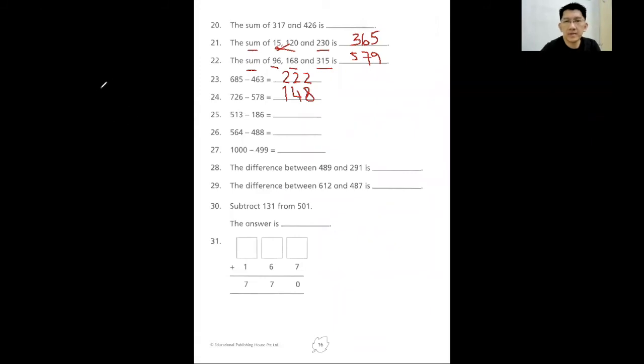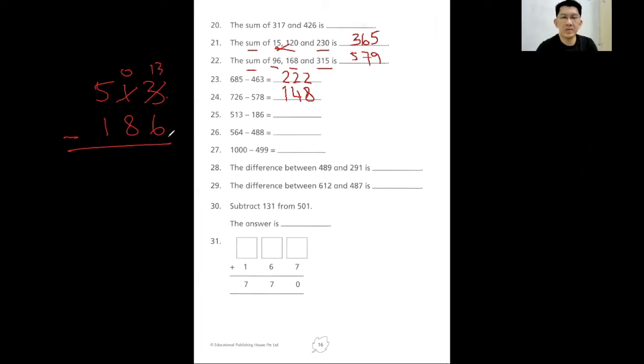Number 25 is 513 minus 186. Okay. What operation is that? Again, there's a subtraction, so I'm going to put a minus sign here. Okay, 3 minus 6. Can I do that? No. I need to borrow from here. I'll take 1 away from 1, so that only leaves 0 here. And 3 gets 10. 3 becomes 13. Okay. Now 13 minus 6. 13 minus 6 is 7.